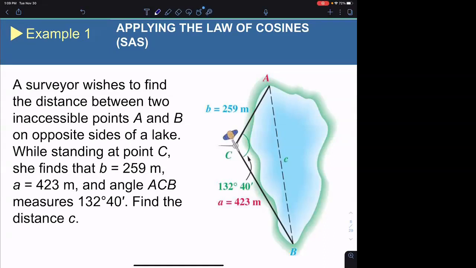Find the distance C. So you're basically trying to find the distance straight across the lake when you're not able to walk that length, because you'd be walking across the lake. But you can find it by walking around the edges of the lake and setting up this triangle and solving for the missing side that goes across the lake.